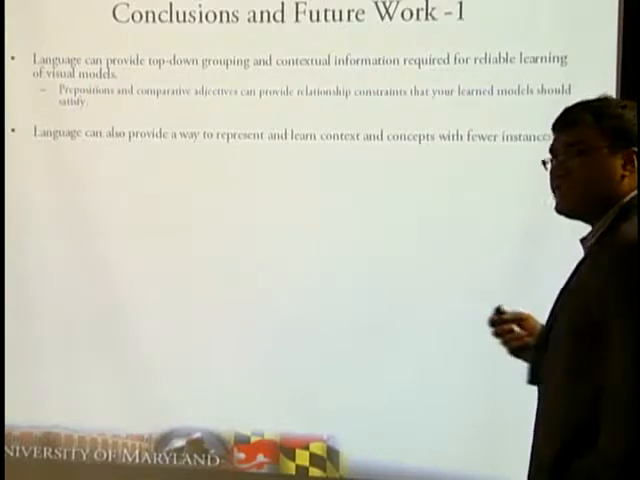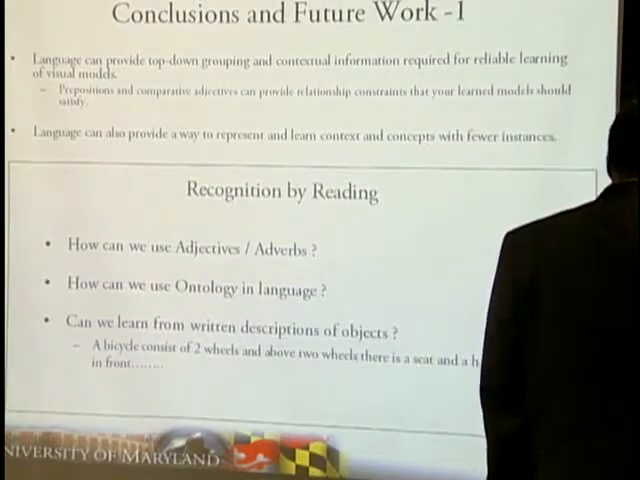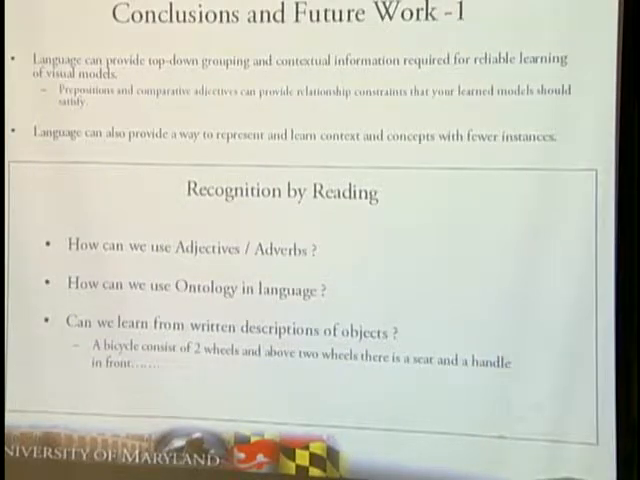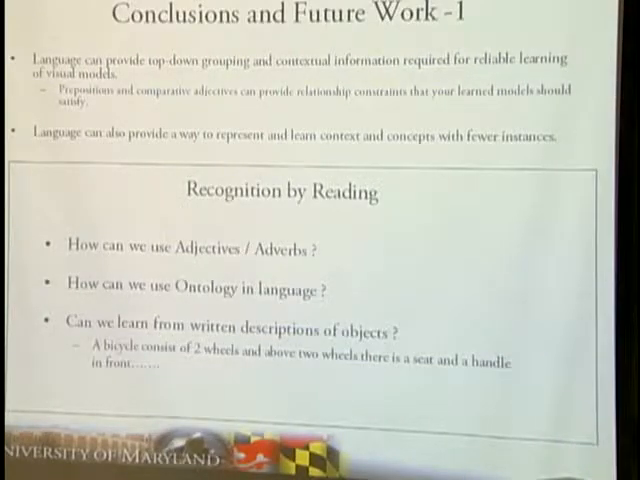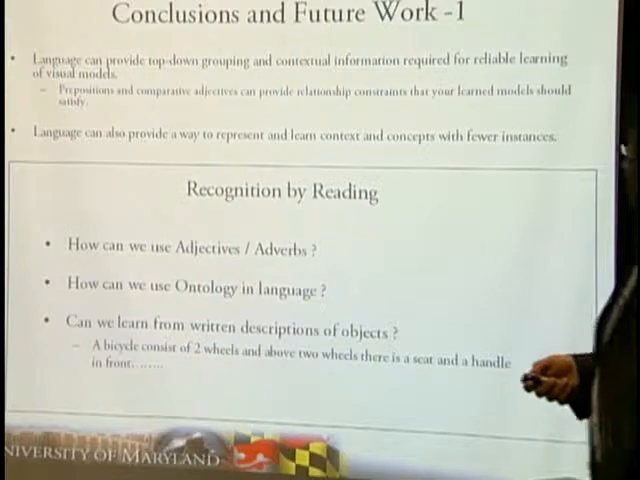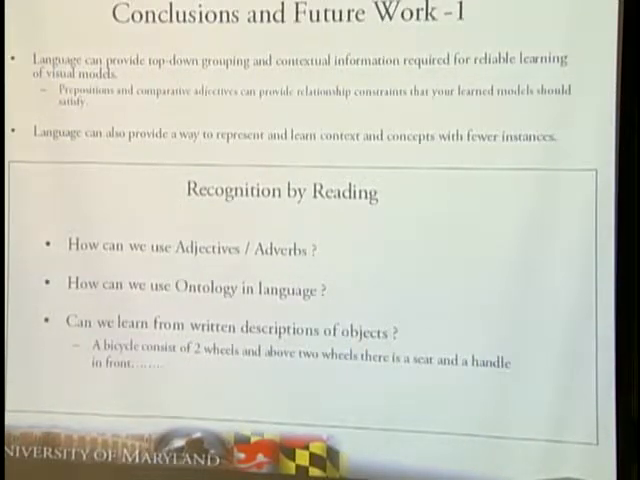As part of future work, we would like to see how we can further constrain the problem using adjectives and adverbs, or how you can have a much richer contextual model or semantic model based on adjectives and adverbs. We would also like to use the hierarchy in the language or the ontology in the language to maybe have a better segmentation itself. And finally, we would like to attain our goal where we can use the written description of an object to help learn the visual models of the object.